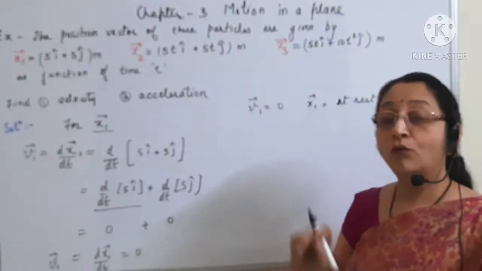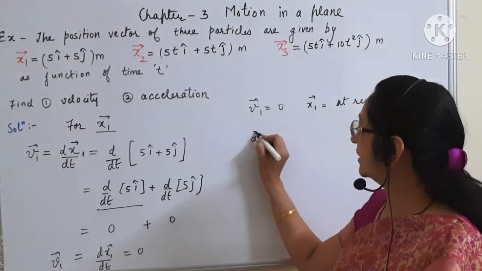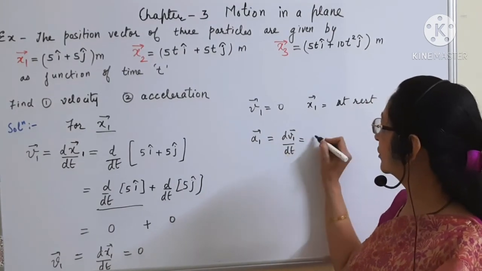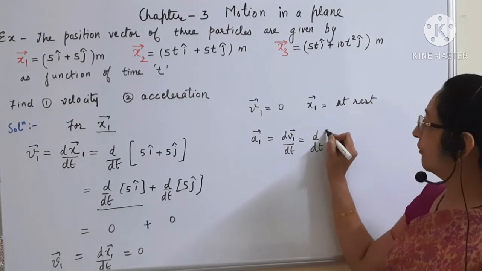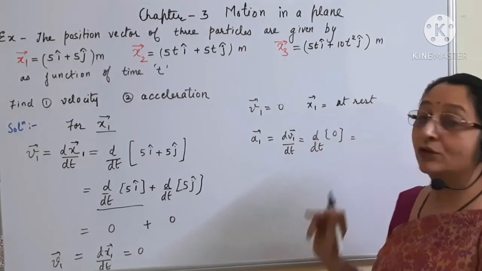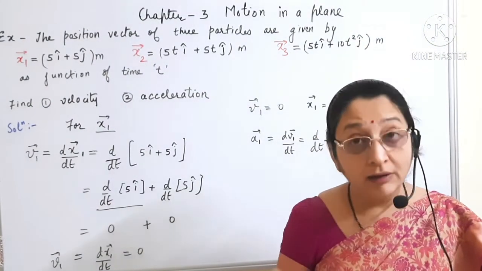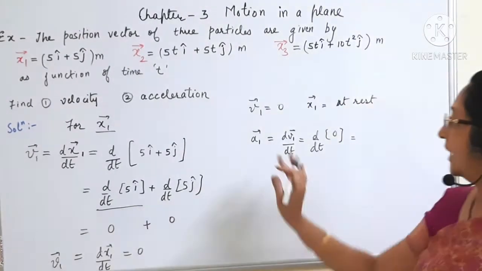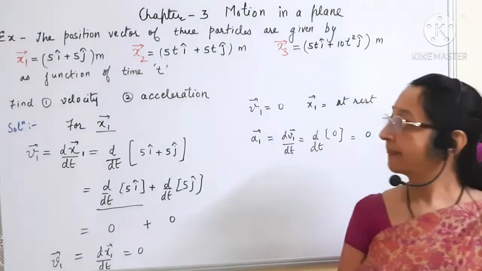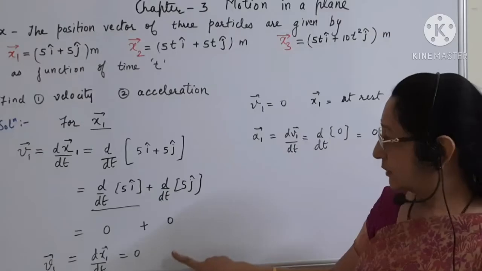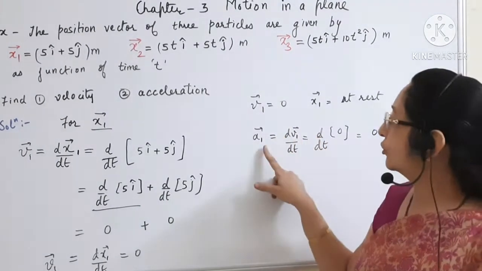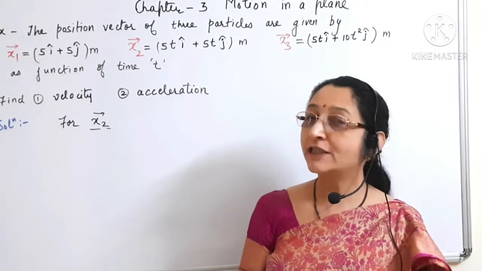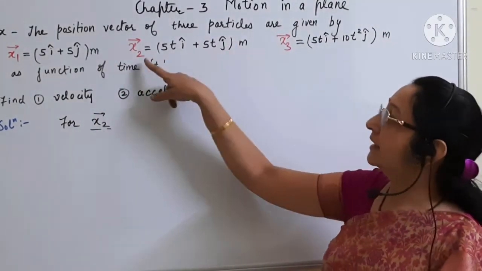Now, what will be its acceleration? We know that acceleration a1 is dv1 by dt, that is the change in velocity with respect to time. So ddt of v1 is 0. The velocity is 0, so will it change with time? The velocity itself is 0, so will it change with time? No. So the acceleration will also be 0. So we get the result that the velocity of the first particle is 0, and also the acceleration of the first particle is 0. Now we go for finding the velocity and acceleration of the next particle, that is x2.